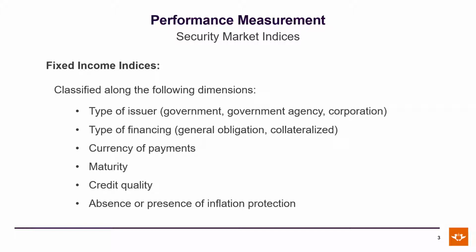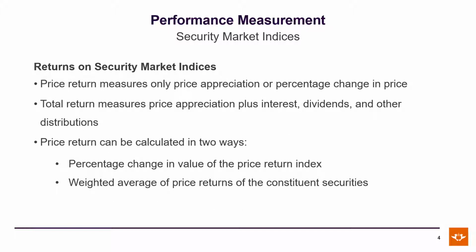We're going to move now on to looking at how the returns on security market indices are calculated. You have two measures. There's the price return measure, and this focuses only on price or capital appreciation. So it looks at the percentage change in the price of the index. The total return measure, on the other hand, combines both price appreciation with any income that was received. So for example, any interest on fixed income securities, any dividend payments that were made, or any other distribution that can be classified as an income.